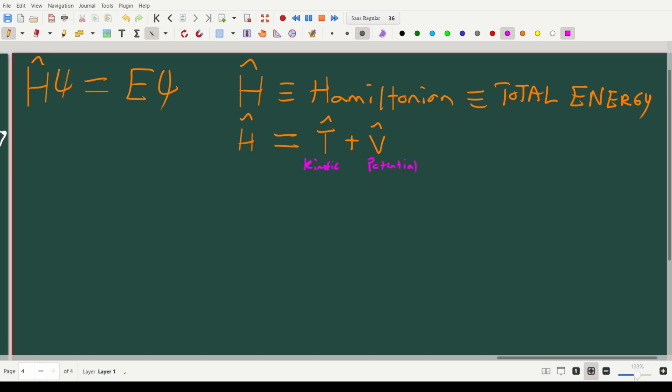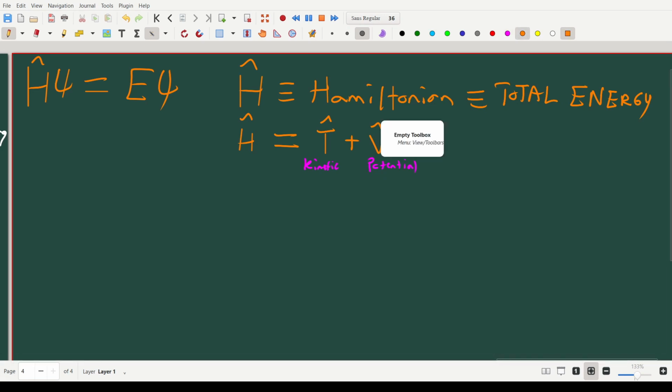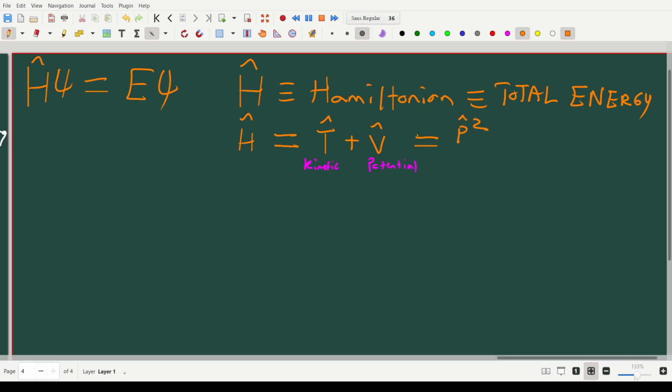So we're going to write that instead, the kinetic energy, as the operator momentum squared over 2m. It's not hard to show if you let P equals mv, right? That's the definition of momentum for a classical particle. It's not hard to show that 1/2 mv squared is P squared over 2m, just a little bit of algebra.